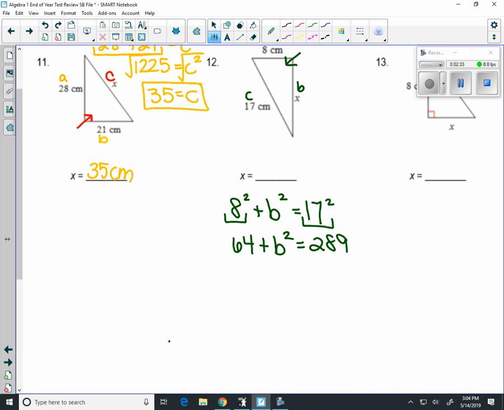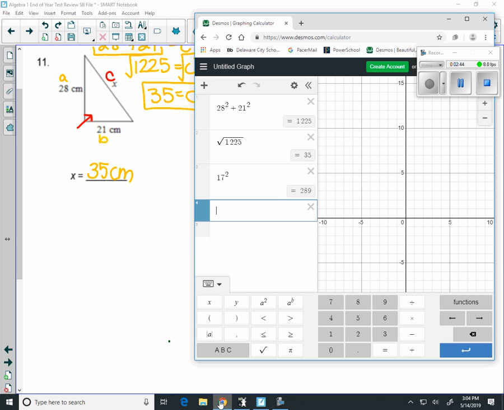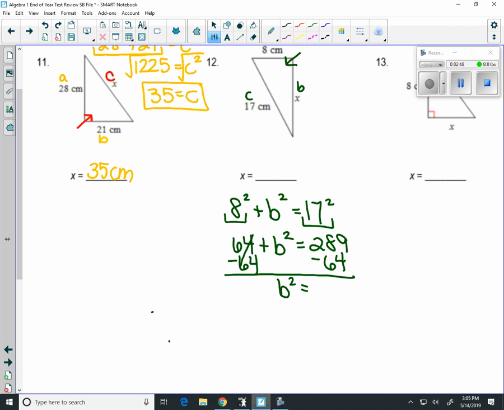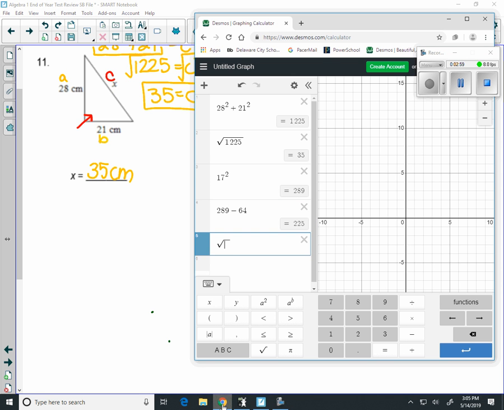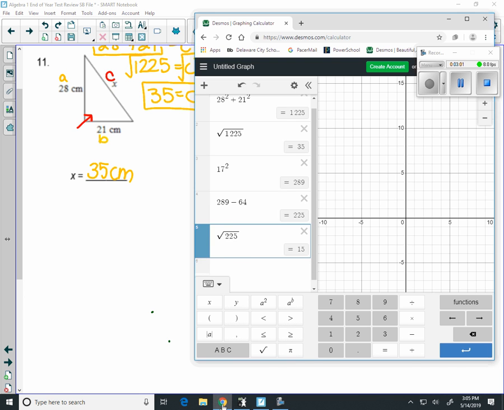It's a positive 64, so to move it across the equal sign, we're going to subtract. 289 minus 64 is 225. And we're going to take the square root of both sides. Remember to take that square root. And we're going to get 15.